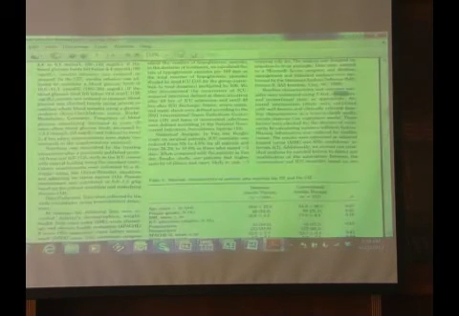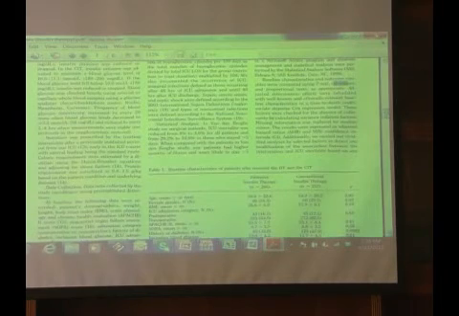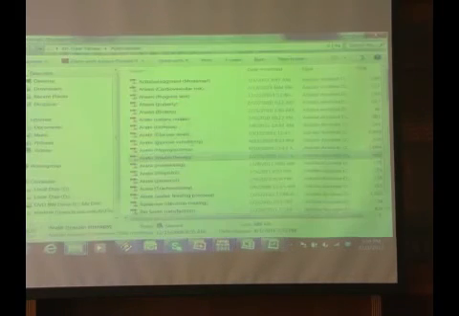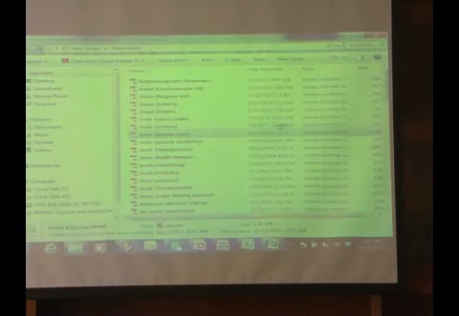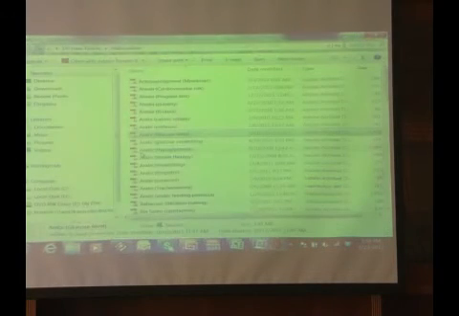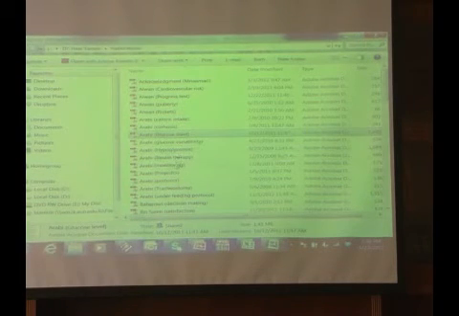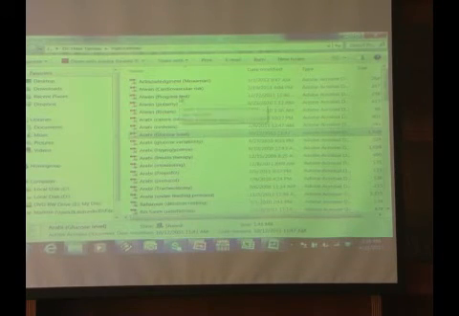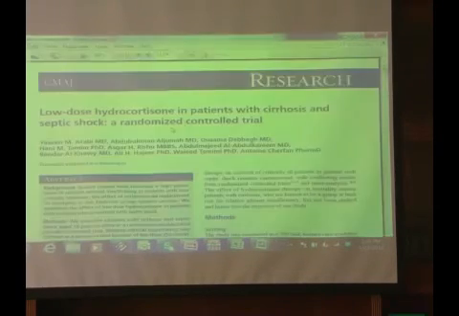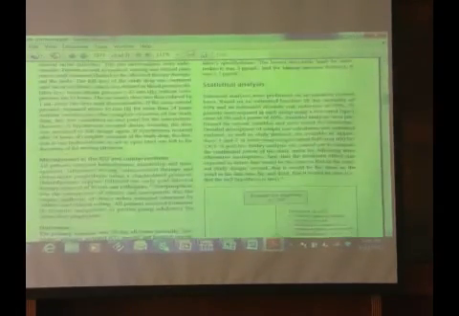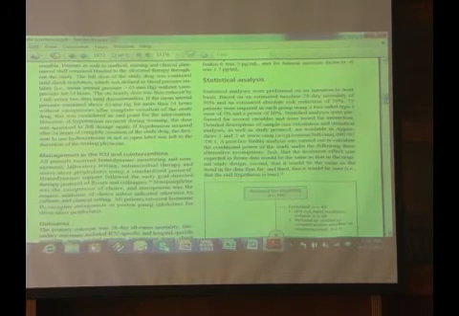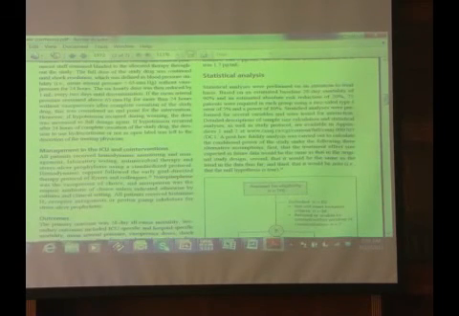Let me see if I can show you an example of linear or logistic regression. And this is a third paper that I will just show you. Cirrhosis. Okay, no, I think it's gonna take me some time, so I'll forget about it.